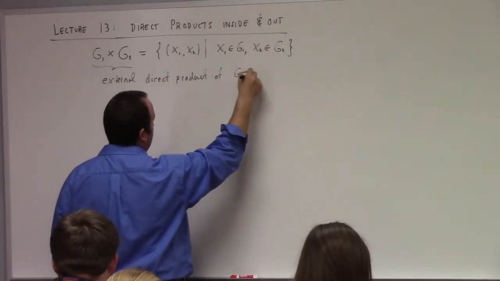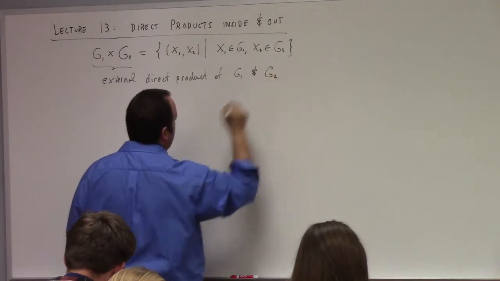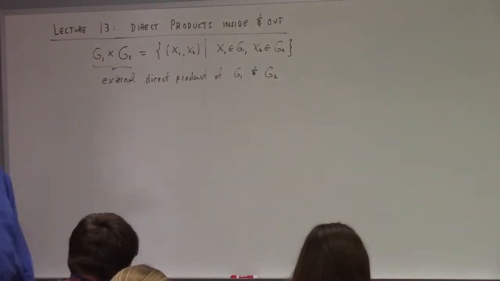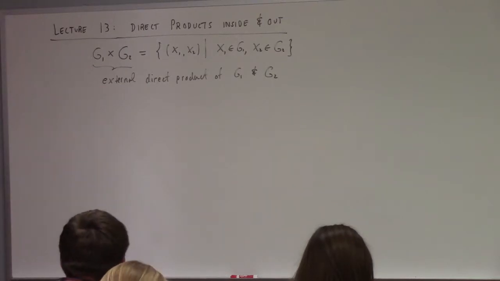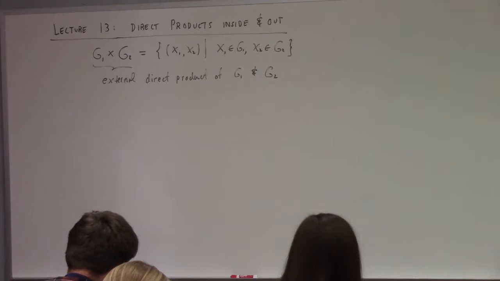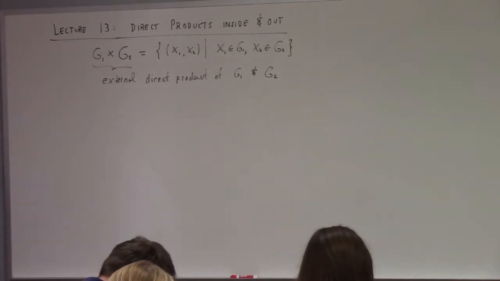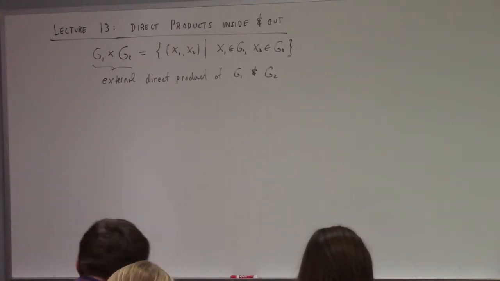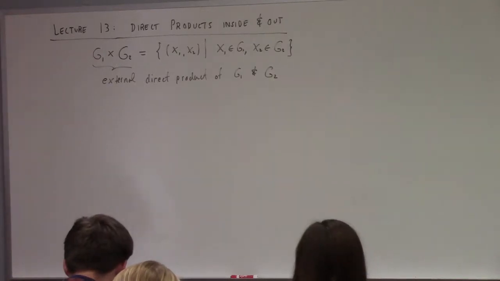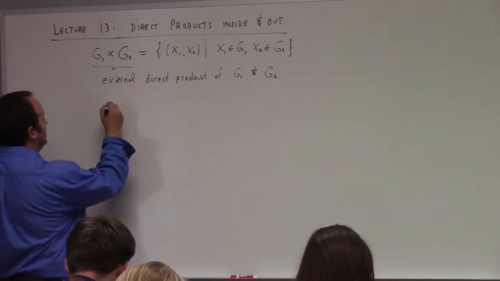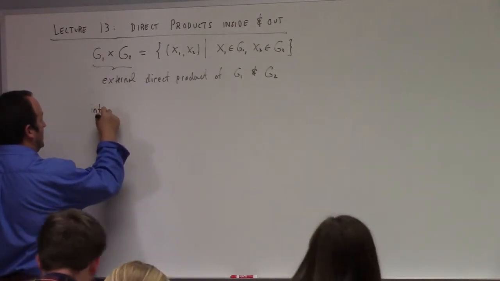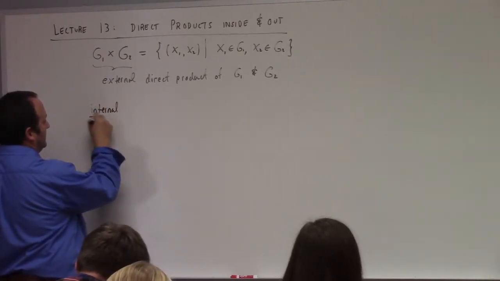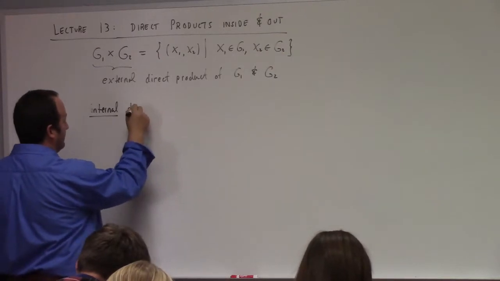of G1 and G2. So I'm assuming that G1 and G2 here are groups, and that we do the group operation in each component one at a time, separately, independently. I mean, G1 could have addition, G2 could have multiplication, et cetera. We've studied this group. So the new thing is to talk about an internal direct sum. Internal direct product, rather.